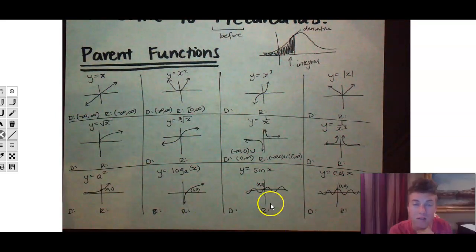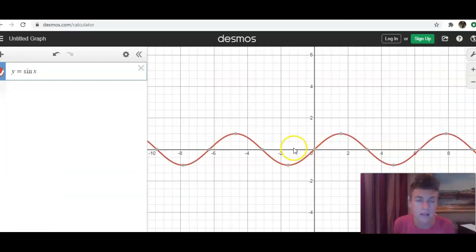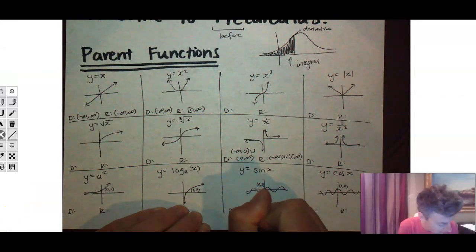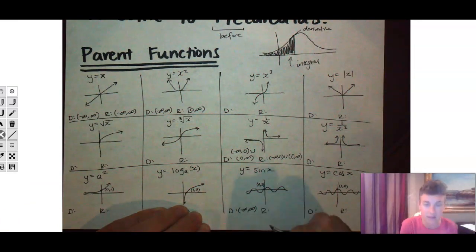Okay, and now let's skip down to my good friend sine of x. Here they are, sine of x, doing their beautiful, lovely, wavy thing. Let's talk about that domain. What's going on here? Looking left and right, left and right, left and right. Looks like we go to the left forever and to the right forever. There's no place where it's stopping. So our domain for sine of x is negative infinity to positive infinity.